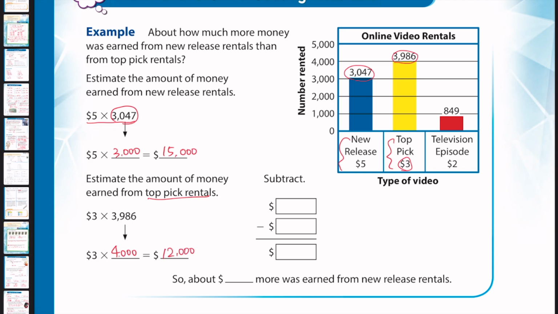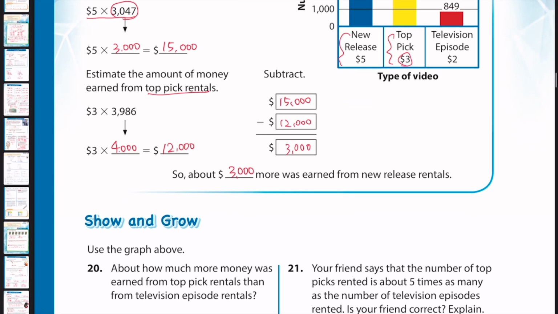So to know the difference, we are going to subtract. So 15,000 take away 12,000. 0, 0, 0, 3, nothing. So 3,000. So about how much? Yes, $3,000 more was earned from new release rentals.